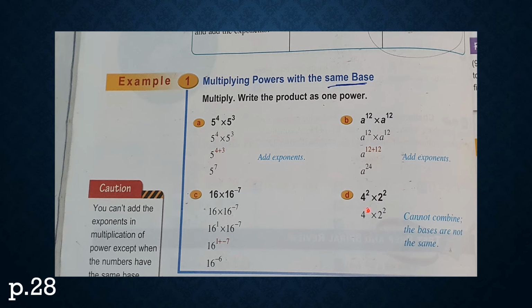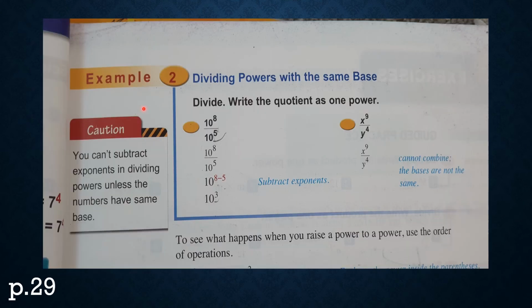D. We have a different base. We cannot combine, the bases are not the same. Because the bases are not the same, it will stay just like that. Example 2 on page 29. So we have dividing powers with the same base.